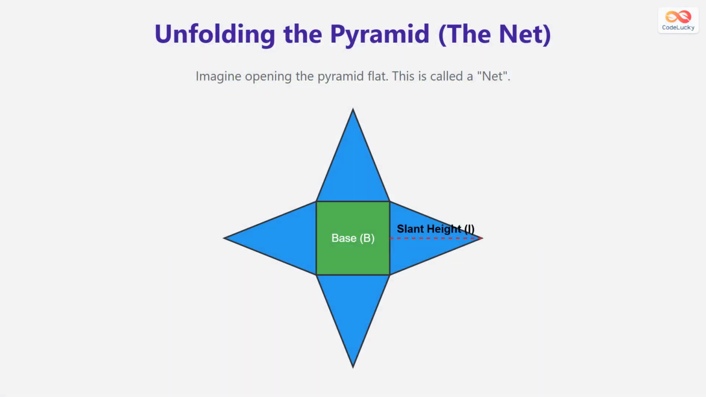Imagine unfolding the pyramid so it lies flat. This is called a net. You can see the square base in the center, surrounded by 4 triangles. Notice that the bases of these triangles form the perimeter of the square.